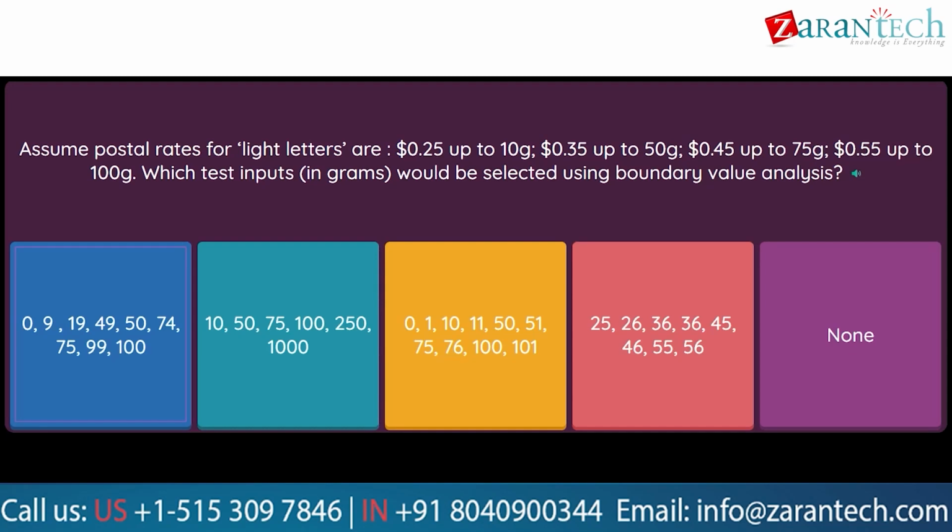Option 1: 0, 9, 19, 49, 50, 74, 75, 99, 100. Option 2: 10, 50, 75, 100, 200, and 50, 1000. Option 3: 0, 1, 10, 11, 50, 51, 75, 76, 100, 100, and 1. Option 4: 25, 26, 36, 36, 45, 46, 55, 56. Option 5: none.